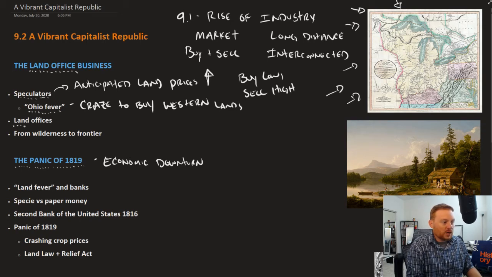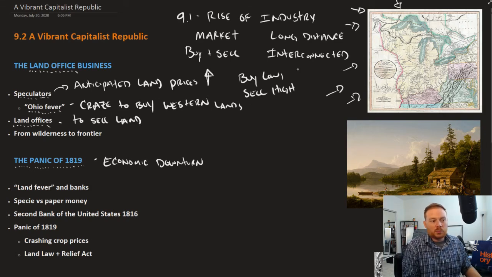And so land offices were set up to sell the land, right? So land office sells the land. And a lot of people took their money out west, bought it low in hopes that they could sell it up high. This includes speculators, but also farmers.